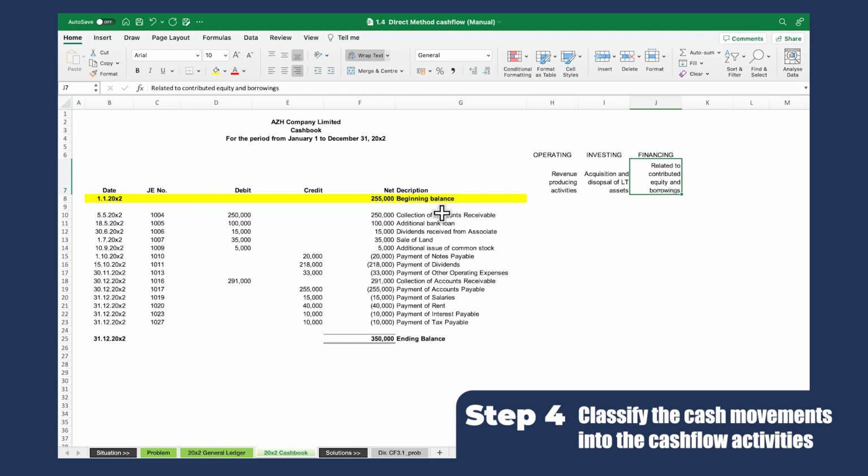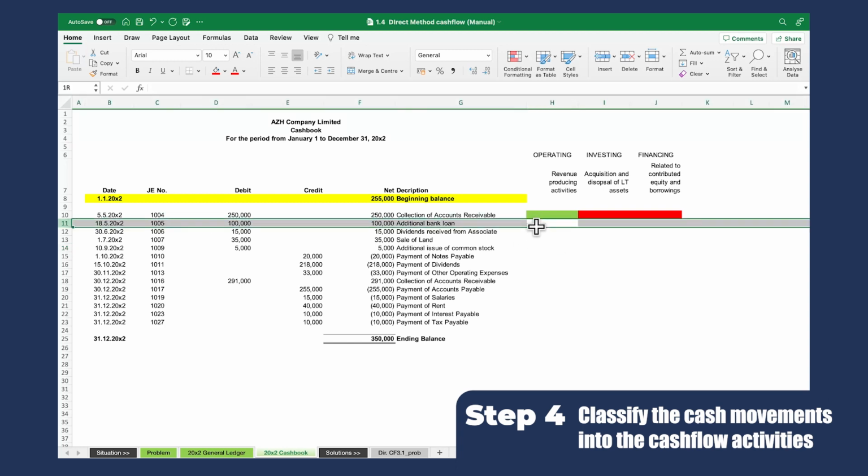First is the collection of accounts receivable. This is related to a revenue producing activity since we are collecting the amount of sales that we already had in the past from customers. So I'm just going to include a green color here to signify that this is related to the operating activity. And it is not related to investing and financing activities.